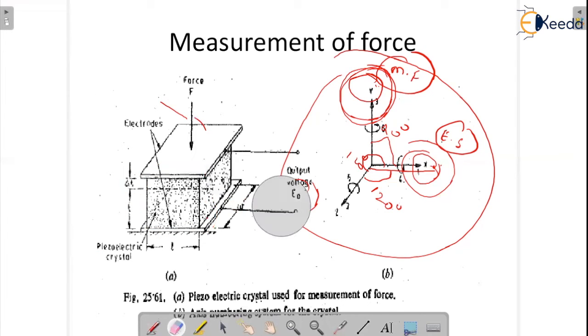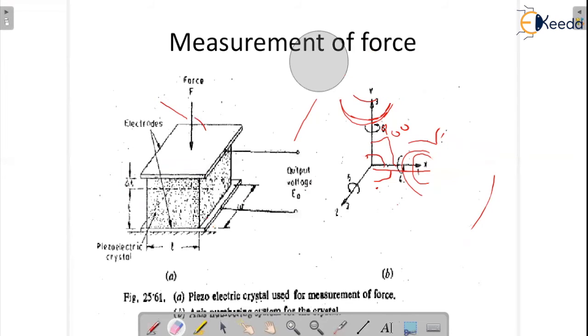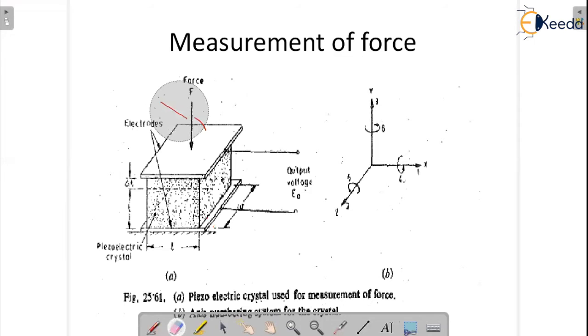Okay, now I'm going for here. The very important thing is the formulas. Because of the mechanical force, a charge q is developed inside the crystal. Now what is the relation between q and this F? I'm going to tell you one by one, my dear students.